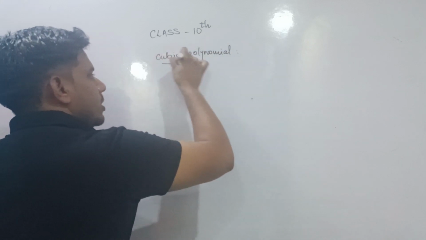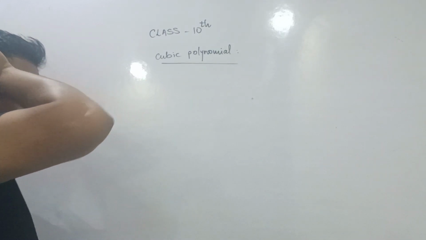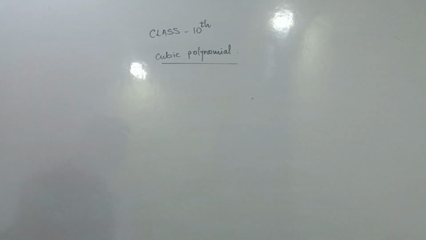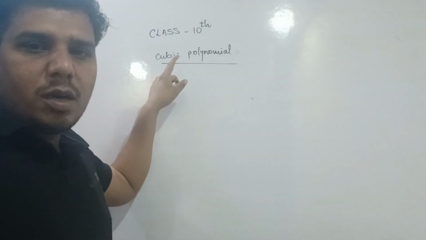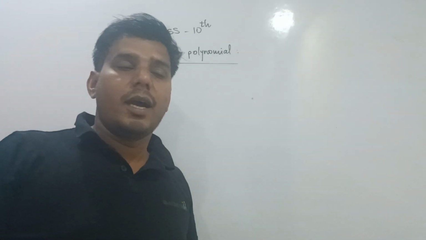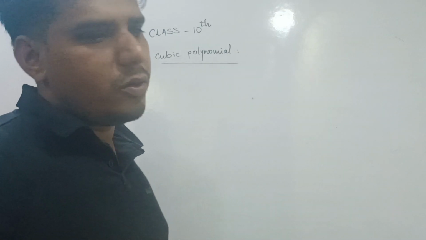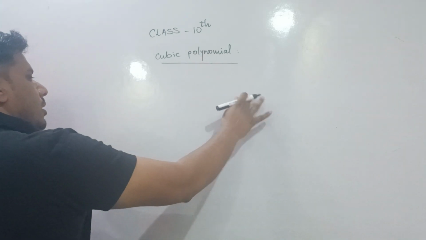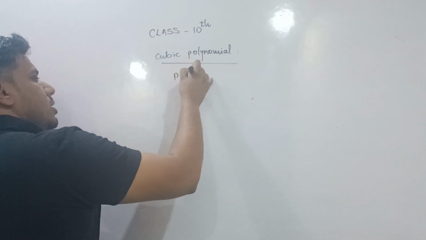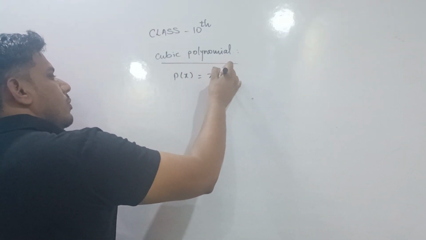So all of you understand what is a cubic polynomial? I think you all know about the cubic polynomial now. Cubic polynomial means the highest power of the variable is 3. If the highest power of the variable is 3, then we can call it a cubic polynomial, like p(x) = x cube.